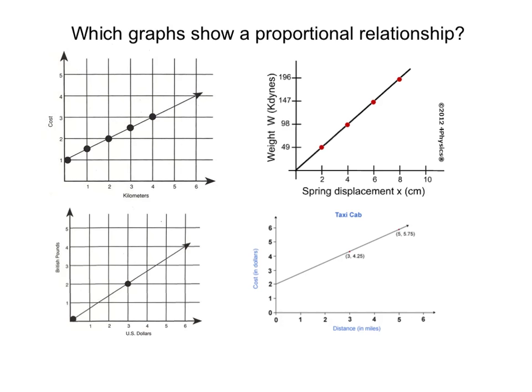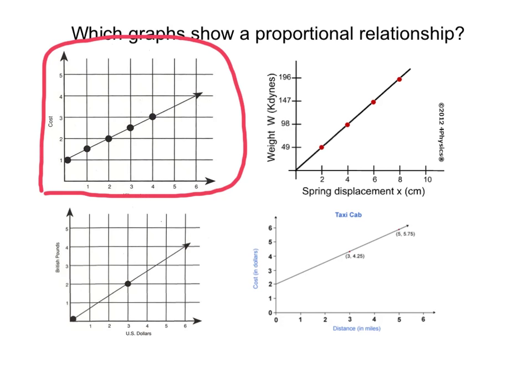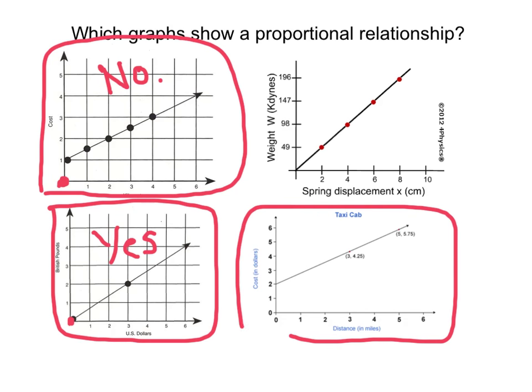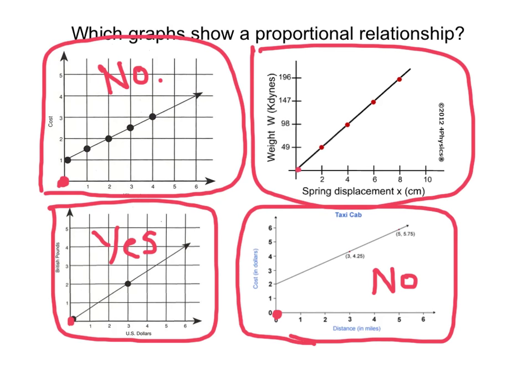Well, I can see that this first graph is linear, but it does not pass through the origin, so it does not meet our definition of proportional. Here, I have a linear graph that does go through the origin, so this would be a yes. Here on this graph, another linear graph, but it doesn't start at the origin, so this would be no. And finally, this one, it does go through the origin, it is linear. That's a yes.